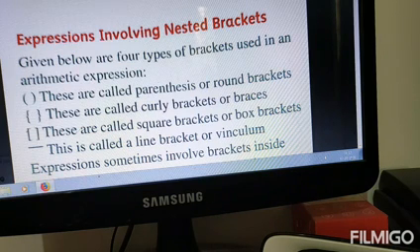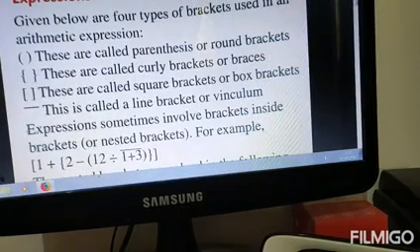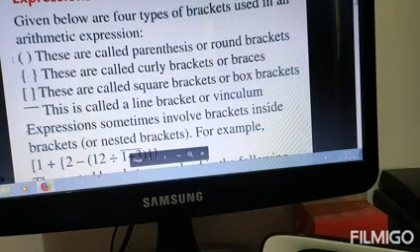in nested brackets. As you can see on the screen, there are four types of brackets involved in arithmetic expressions. What are they? You can see the first one. They are of this type and way. They are also known as the parenthesis or the round brackets. The second one, you can see, is of a curved shape. They can be called curly brackets or simply braces.